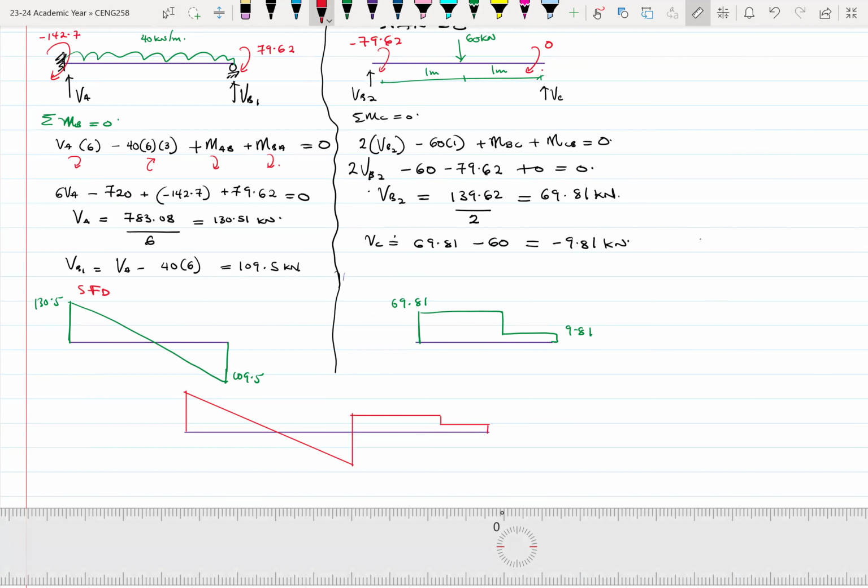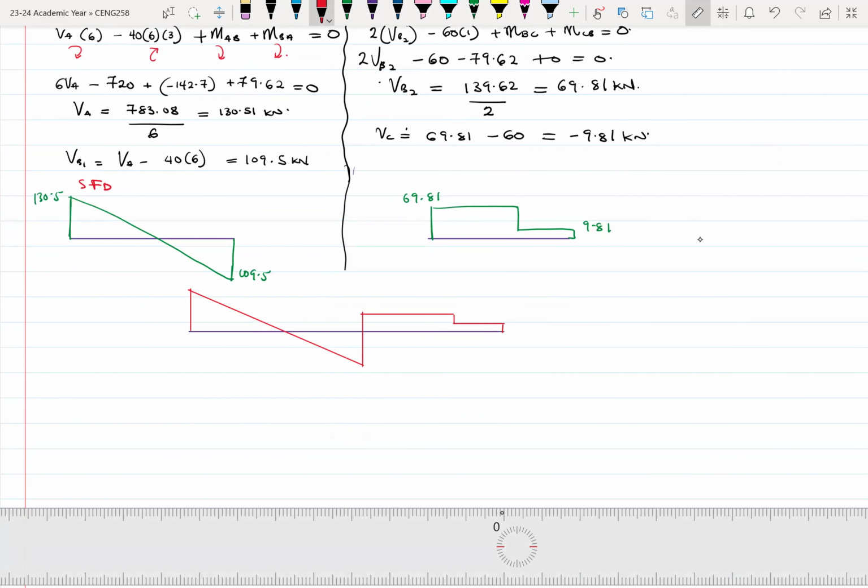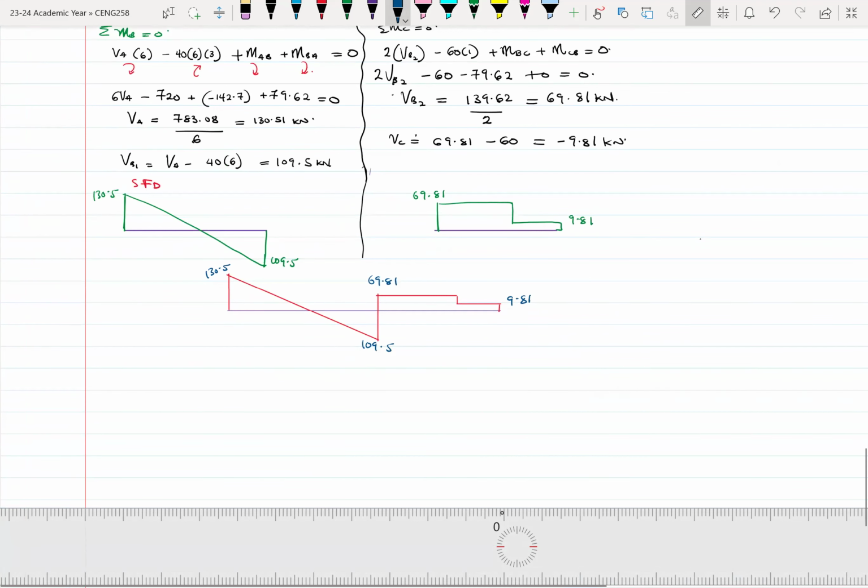So this will be the combined version of it, which works. So these are the values. Let me put them there: 130.5, 109.5, 69.8. This is 9.81. Okay, so this is your shear force diagram. Now let's look at the bending moment.